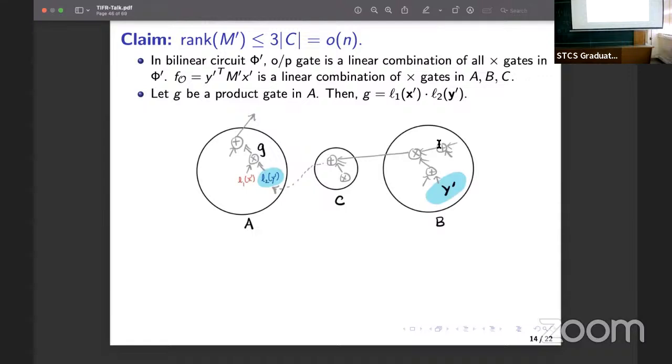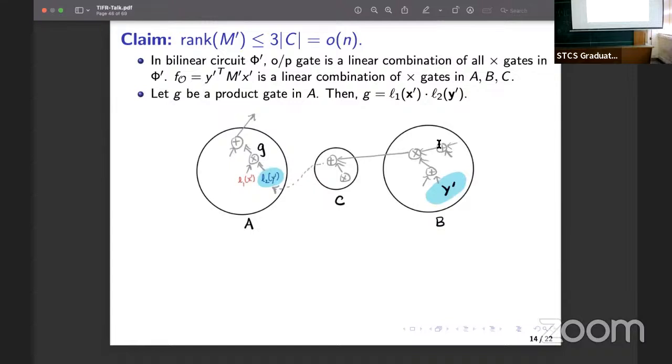So we need to understand linear combinations of product gates. So first let's understand one product gate. That's not clear. Linear combination is more advanced. So let's say G is a product gate and it's in this partition A. So the circuit was bilinear, so it had exactly two inputs. One computes a linear polynomial in X, the other computes a linear polynomial in Y. So if you step back, there were X prime variables here, Y prime variables here. We set everything else to 0.